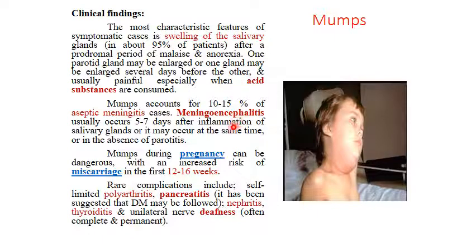Nephritis, thyroiditis, and unilateral nerve deafness, often complete and permanent. Deafness means طرش.